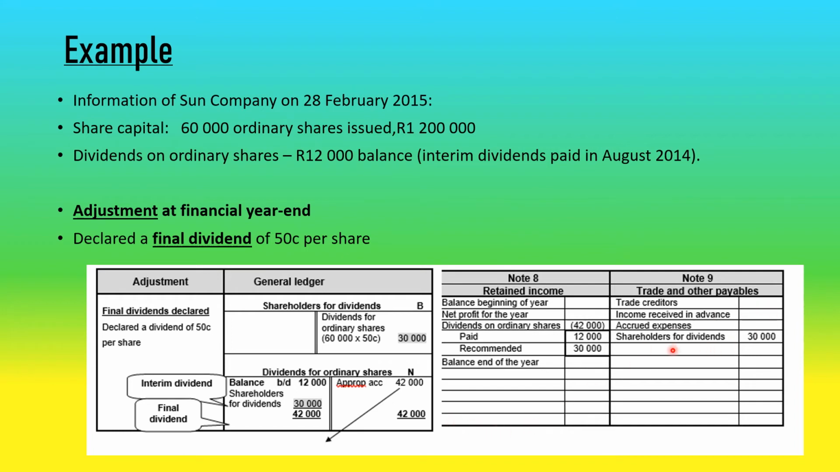Additionally, the shareholders for dividend, the 30,000 Rand is yet to be paid, and therefore this needs to be included as part of our trade and other payables.